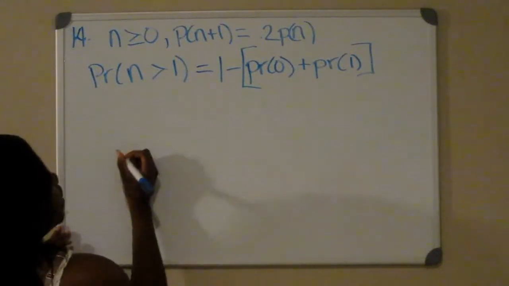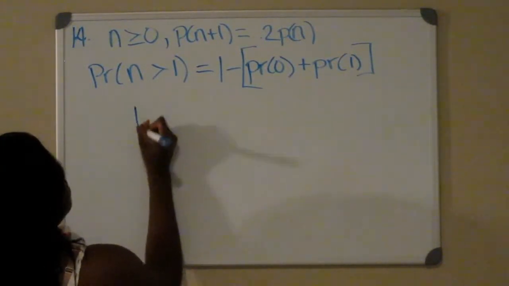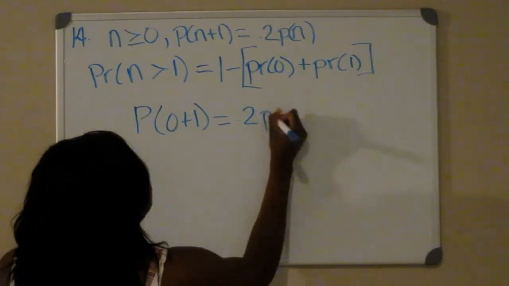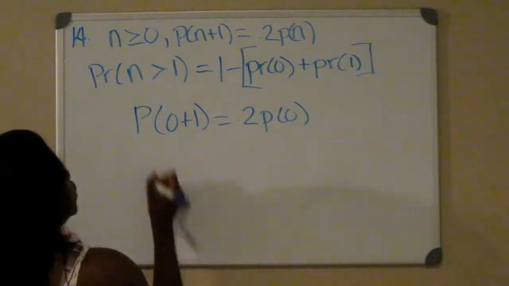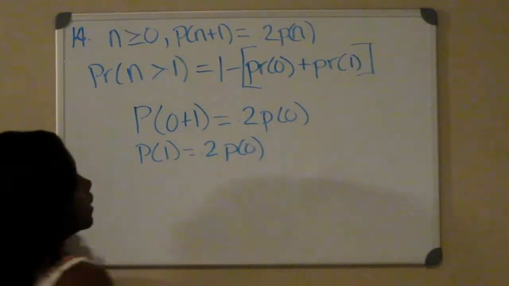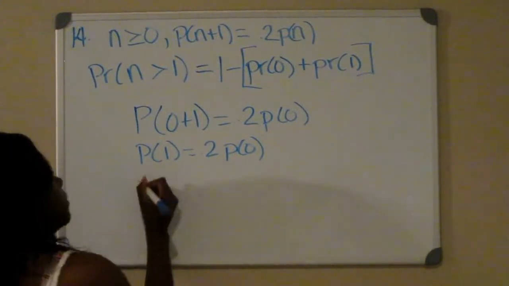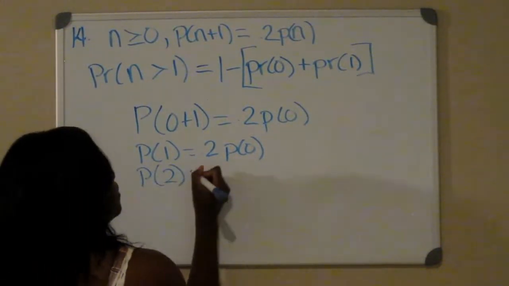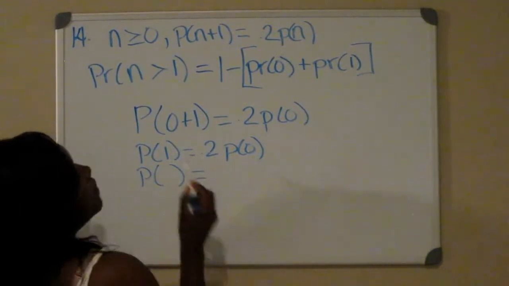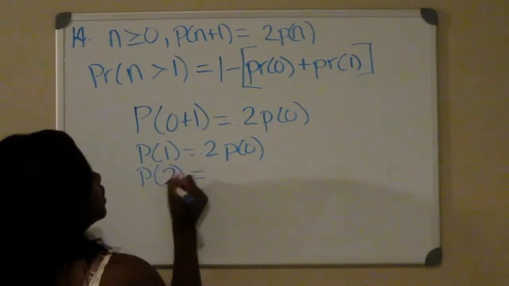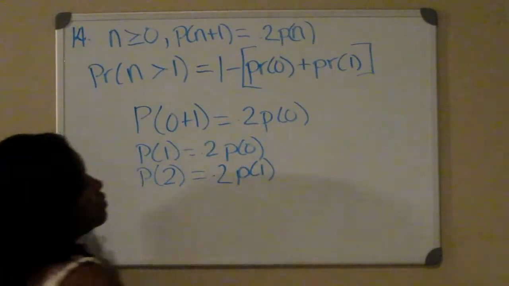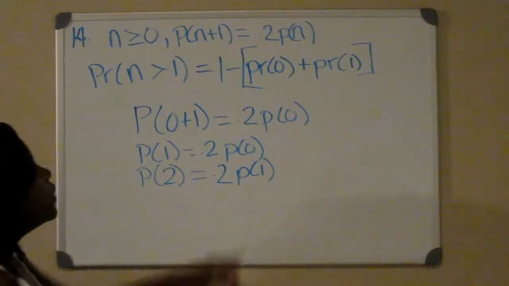Let's say we wanted to find out what the probability of 0 is. So we have the probability of n, which is 0 plus 1, would equal 0.2 times the probability of 0, which should be the probability of 1 is equal to 0.2 times the probability of 0. Well, that's not helpful. Well, let's go to the probability of 2. Let's just see what we can get out of this. The probability of 2 would equal 0.2 times the probability of 1. Okay. Well, what is the probability of 1?